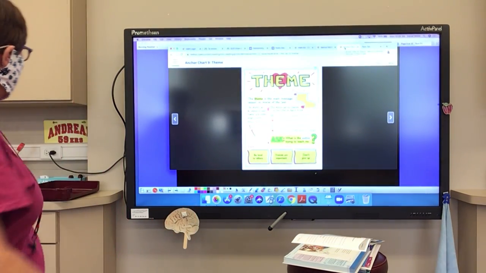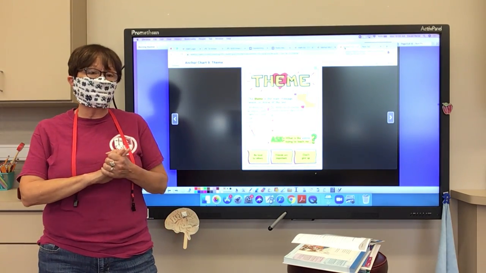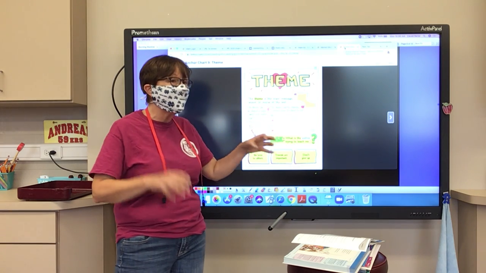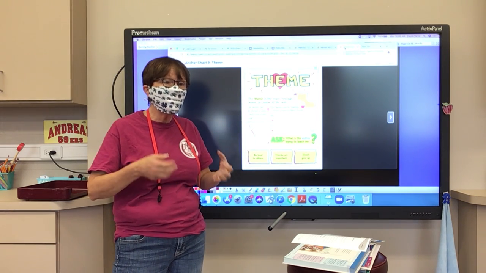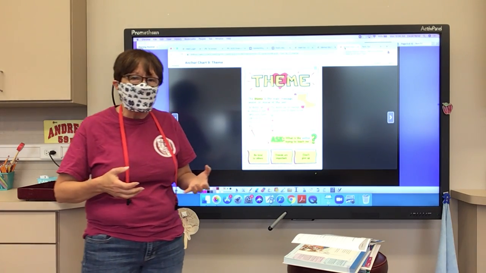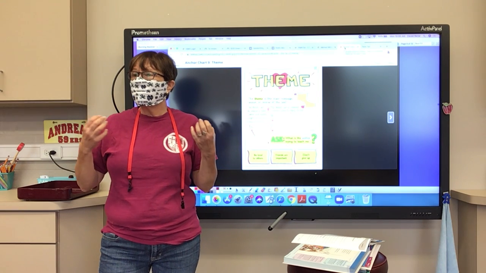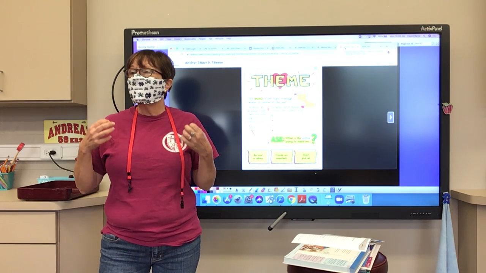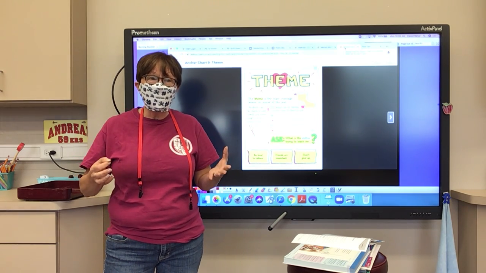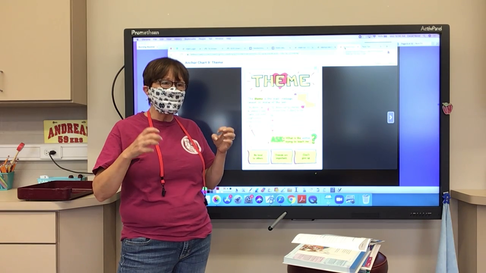Okay, boys and girls. Now we have just reread Marisol McDonald Doesn't Match. And we're talking about theme. Theme is the main message or the lesson you learn from a story. Now, when we're reading stories, we often will hear a theme might be about being friends with someone or being kind. That might be the message of a story. And so now we have to think about what is the message of Marisol McDonald?